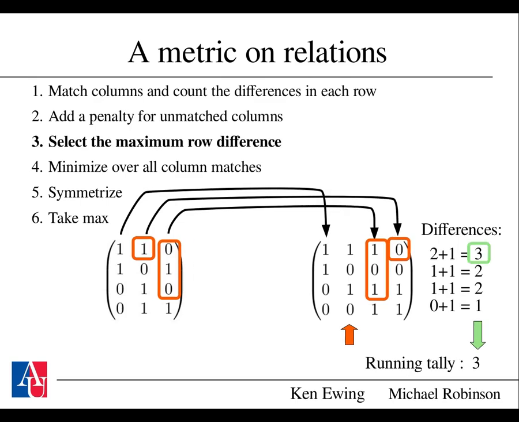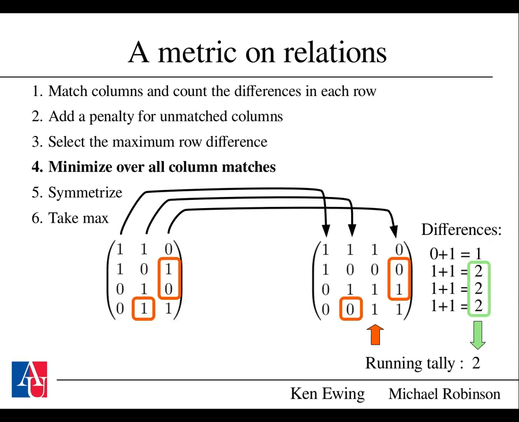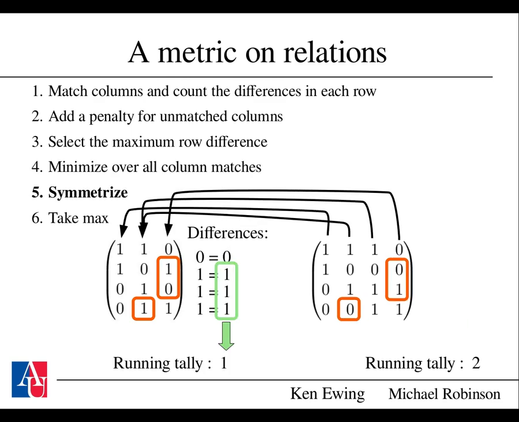Select the maximum row difference. Keep that as an idea of how different they are, but then let's minimize over all the possible column matches. Of course, I want it to be a metric, so I need to symmetrize and take the maximum. This yields a metric on relations.